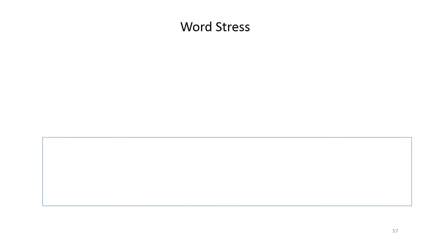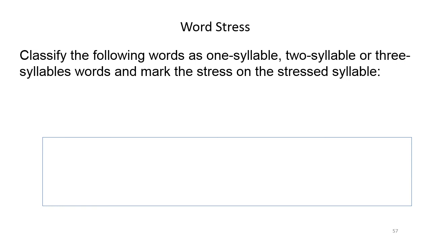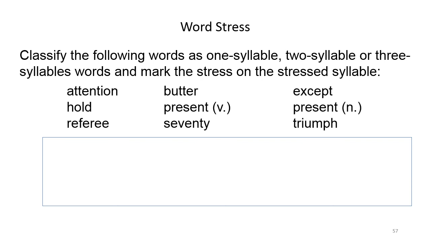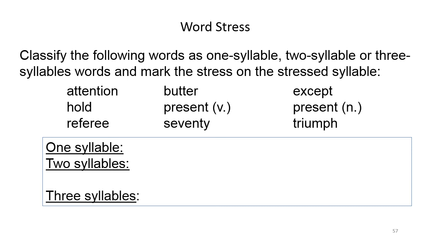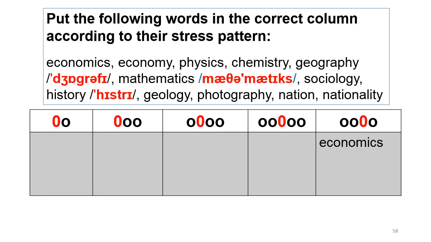Let's now practice word stress. First of all, classify the words as one-syllable, two-syllable, or three-syllable words, and then mark the stress on the stressed syllable: attention, butter, accept, hold, present, present, referee, 70, triumph. Put the following words in the correct column according to their stress pattern: economics, economy, physics, chemistry, geography, mathematics, sociology, history, geology, photography, nation, nationality. Economics is there for you.